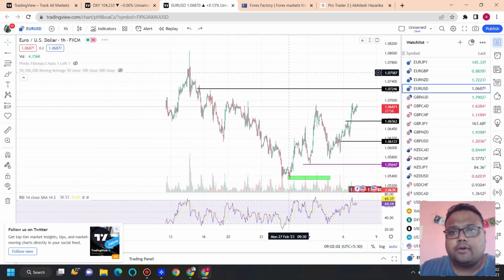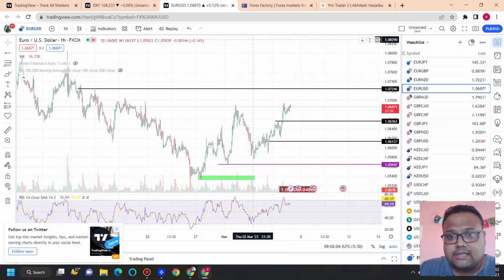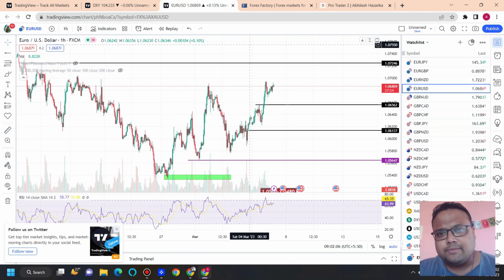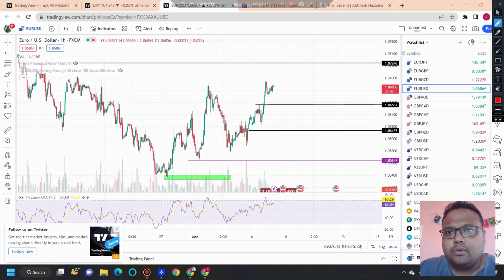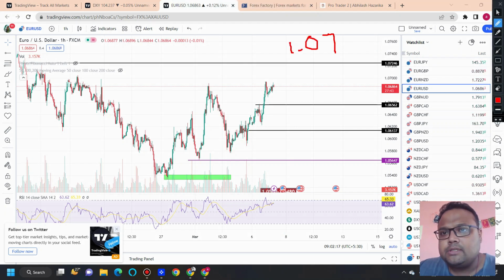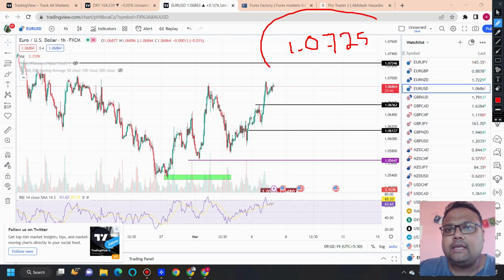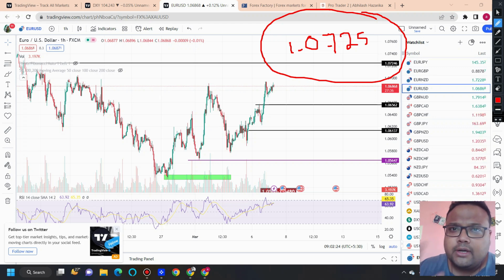Okay, so first of all, let's talk about the resistance. After the testimony, if Euro USD starts flying, then you can expect the market to face some resistance around 1.0725. This is the next resistance on the chart of Euro USD. So after the testimony, if you see DXY going down, Euro USD flying, then this is the resistance for the market. Before the testimony, there is no immediate resistance.